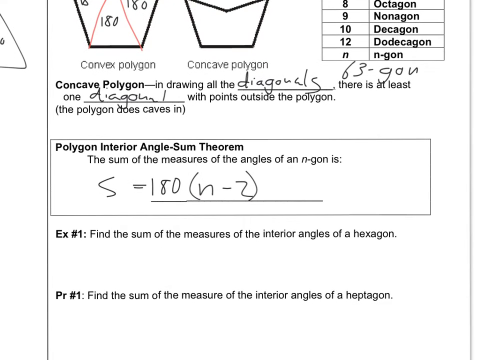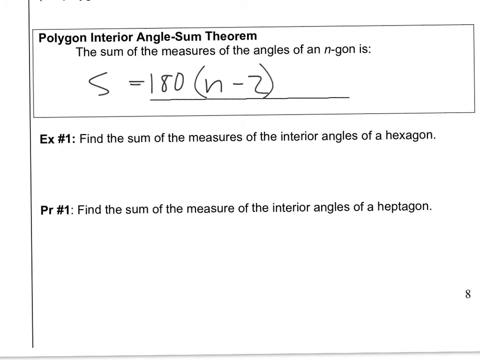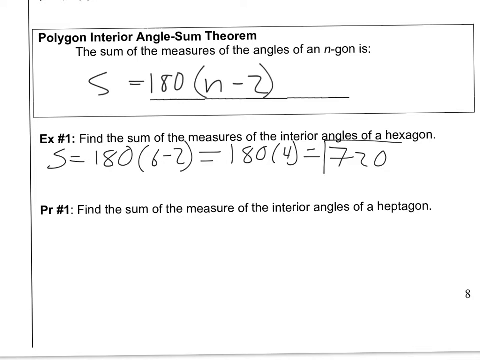So, if that's true, we could find the sum of different polygons. For example, number 1 says find the sum of measures of the interior angles of a hexagon. Well, a hexagon has 6 sides. So according to this formula, the sum should equal 180 times 6 minus 2. That means we could fit 4 triangles inside a hexagon. We could just do the math right there. 4 times 180 is 720. So the sum of all the angles would be 720 degrees.